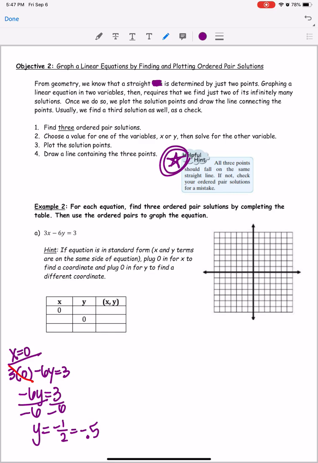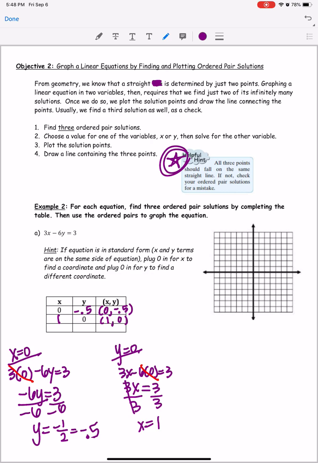So in here for this y, I'm going to go with the decimal. We're going to get a negative 0.5. So then my ordered pair is 0, negative 0.5. So now plug in 0 for your y. So in place of this y, I'm going to put a 0. So we get 3x minus 6 times 0 equals 3. Again, 0 times anything cancels out. So we're left with 3x equals 3, divide both sides by 3, and we get x is 1. So that's a lot prettier of a number. So then my ordered pair is 1, 0.